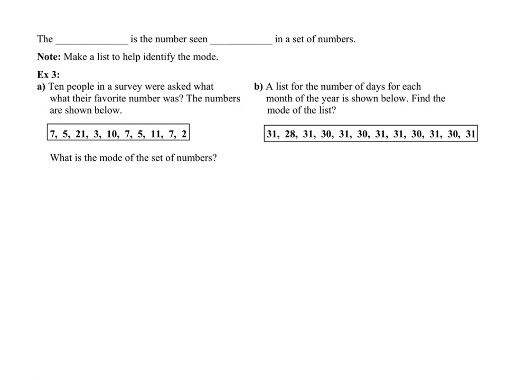So as I said before, find the average of the 2 middle numbers. The mode is the number seen most in a set of numbers. Note, make a list to help identify the mode. Example 3, 10 people in a survey were asked what their favorite number was. The numbers are shown below.